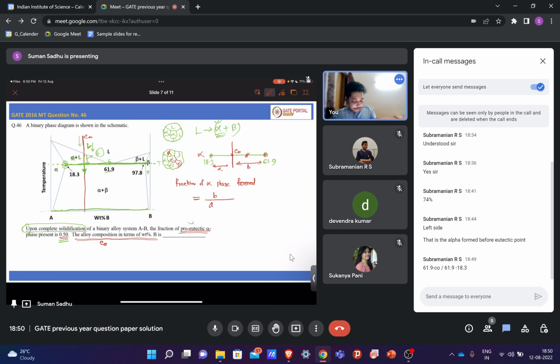And the total length is A plus B, right? So what is B? B is 61.9 minus C naught, divided by the total length. Total length is 61.9 minus 18.3. Now this fraction of alpha will be pro-eutectic alpha. It is given as 0.5. Now we can calculate: 61.9 minus C naught is equal to 0.5 into (61.9 minus 18.3). This is 43.6.